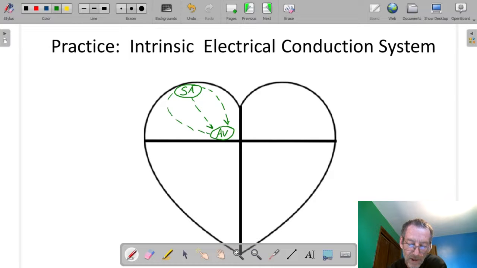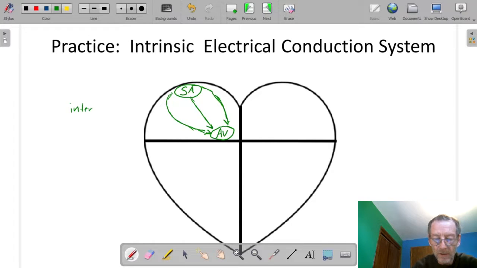And we're not drawing the action potentials that radiate out into both atria. We're just drawing the conduction system, the wires. So if you want, you could just make those solid. There's not a great deal of significance with the dashed line. Sometimes I draw dashes. Either way, that's fine. And you would label those as the internodal pathways.